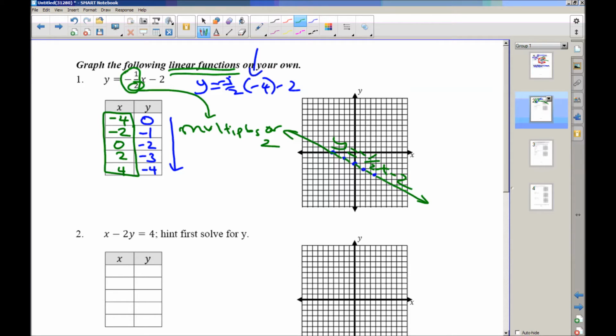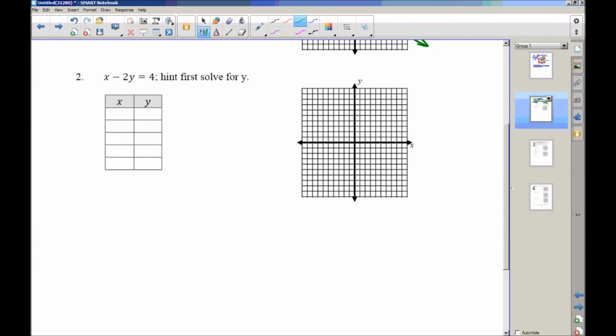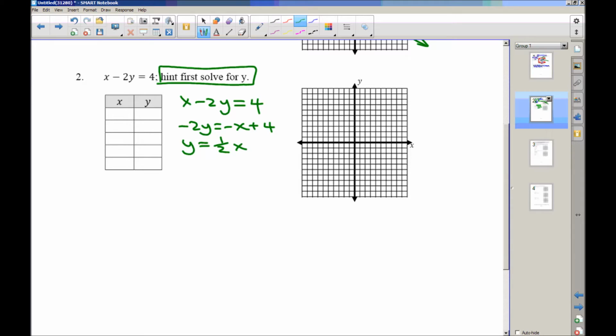Okay. Number 2, we did one like this in class last time, and it had the same hint. Remember, if you write it as y as a function of x, it makes it easier to do the table. So let's solve for y here. That's why we spent a good bit of chapter 3 learning how to do that. So we'll subtract x from both sides to get -2y equals -x plus 4. And then we'll divide by -2 to get y equals 1/2 x minus 2.